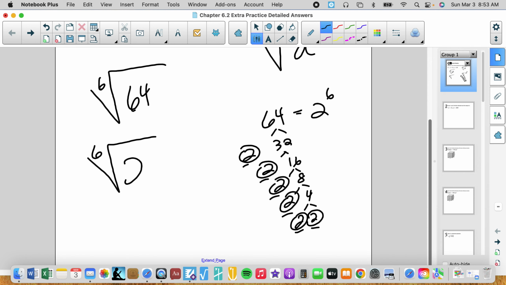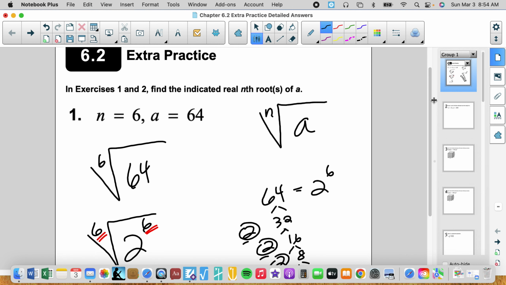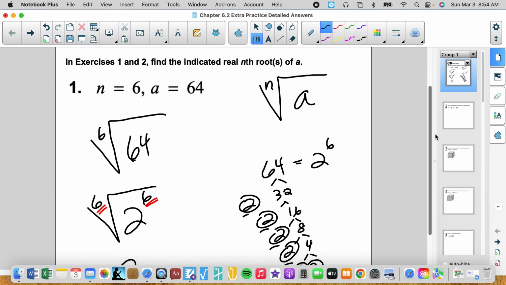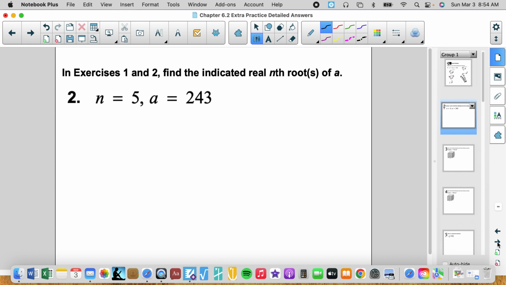So I have 2 to the 6th, and what gets rid of a sixth root is a sixth power. They cancel, and you're left with 2. Now, we do plus or minus 2 because a negative 2 to the sixth power would produce positive 64. For any number to an even power, we need to introduce the positive and negative root value.